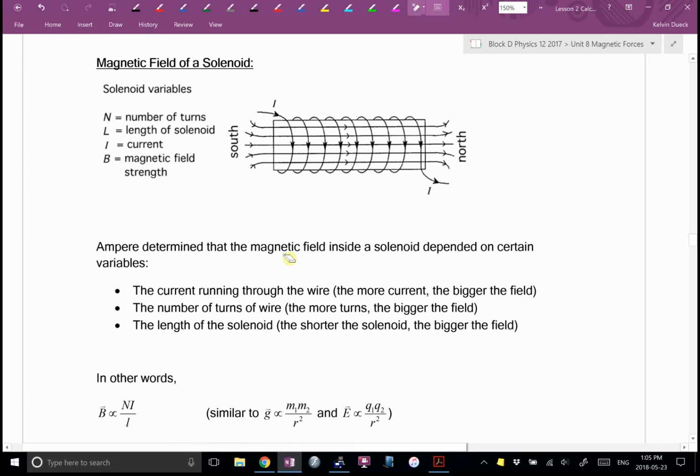So Ampere determined that the magnetic field inside a solenoid depended on certain variables. It depended on the current running through the wire. He found more current meant a bigger field, so I is going to be on the top. He found it depended on the number of turns of the wire, because each time you add a turn of wire, you're adding a bit more magnetic field. So more turns meant more field. So N, the number of turns, is going to be on the top. But he also found that it was reciprocally dependent on the length. The shorter the solenoid, Mitra, the stronger the magnetic field, which makes sense because you've crammed the current in a smaller area. You have more charges in a smaller area overlapping.